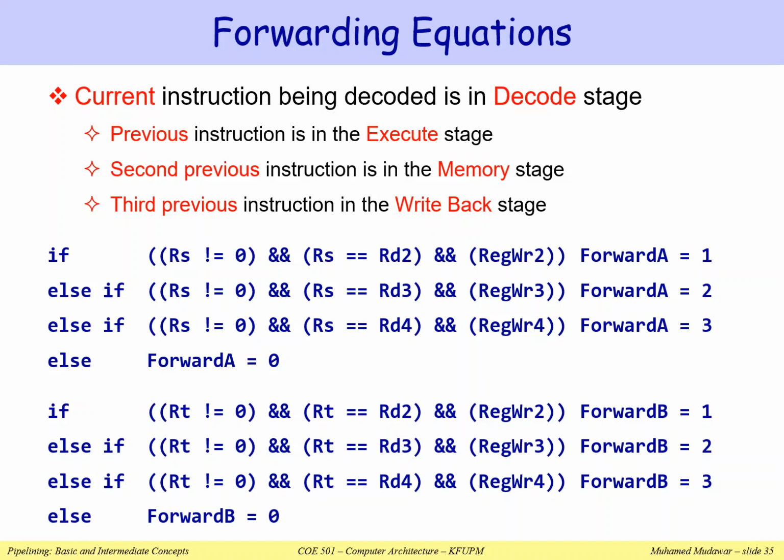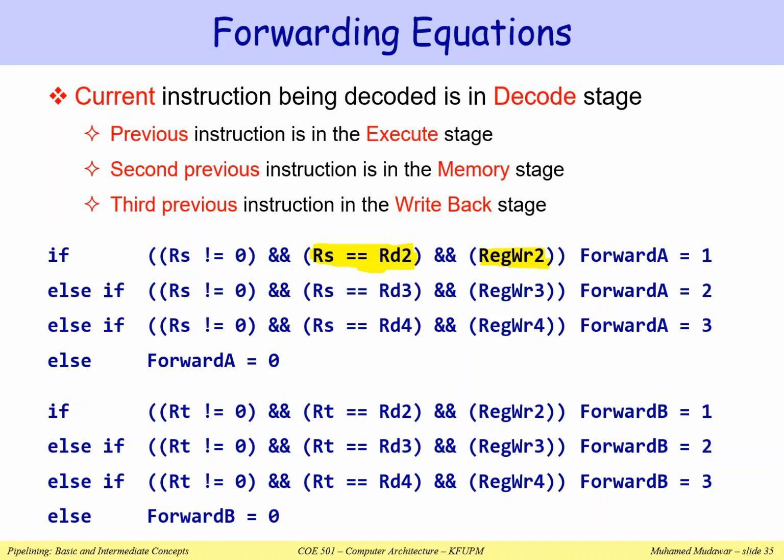So what we have to do is check if RS is equal to RD2. If RS is equal to RD2, it indicates that the current instruction, which is being decoded, depends on the previous instruction. Also, we must make sure that we are writing to RD2. So this is the register write control signal that indicates that we are writing to RD2.